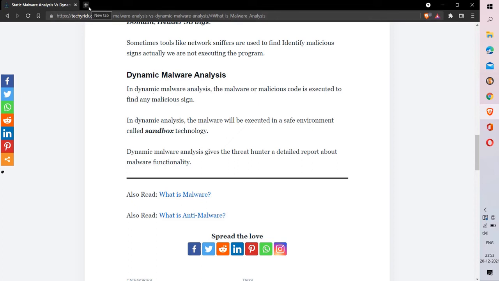While I'm executing a file or whatever, I'll be executing it in the safe environment. So in dynamic malware analysis, we execute the malicious code in a safe environment. The technology is sandbox technology, and once we execute it, we can understand what the malware does, and most probably we can get all the information.